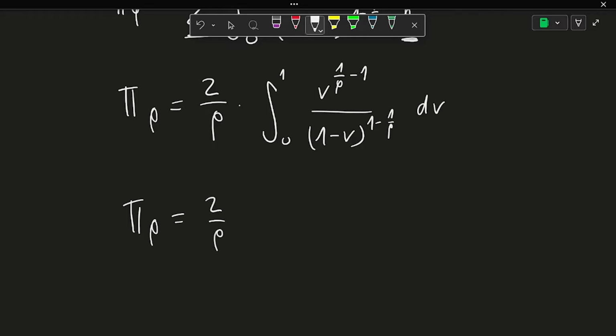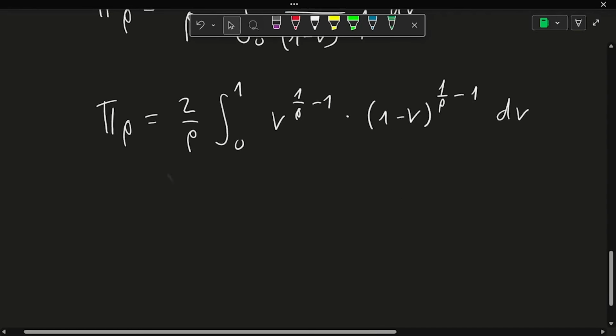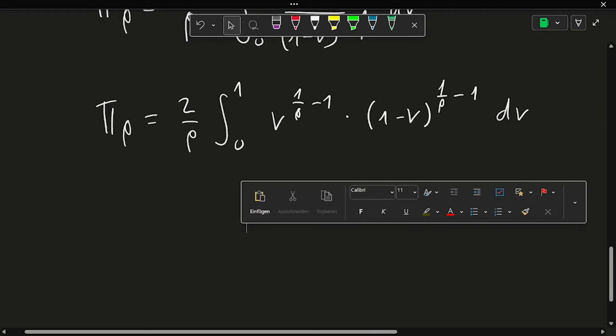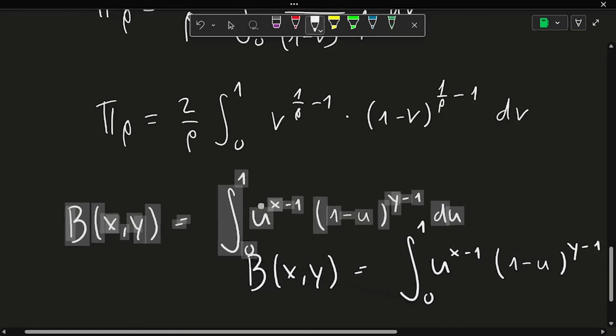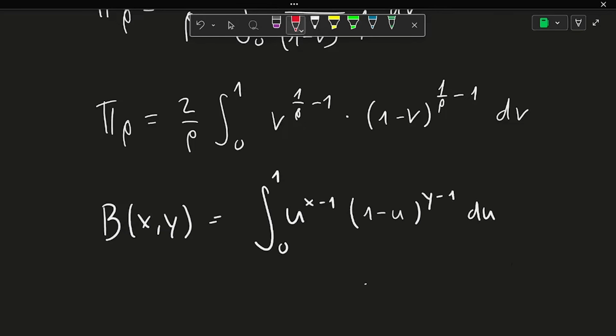And the last step is just to go ahead and write this not as a fraction, but as a product. So we're just going to do that. This part here stays the same, and then we multiply it by this here, where the exponent gets negated. So the negative 1 over p becomes positive, and the positive 1 becomes negative, dv. And if we go ahead and compare this to our definition of the beta function, then we can clearly see that u and v are just a dummy variable replacement, right? I could have used any other letter. That's not the problem.